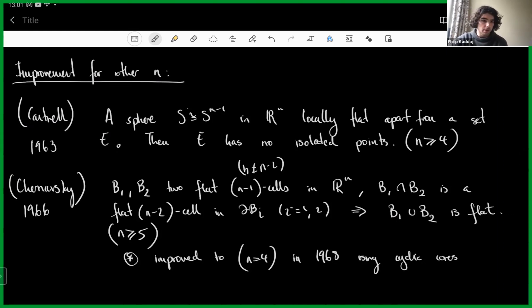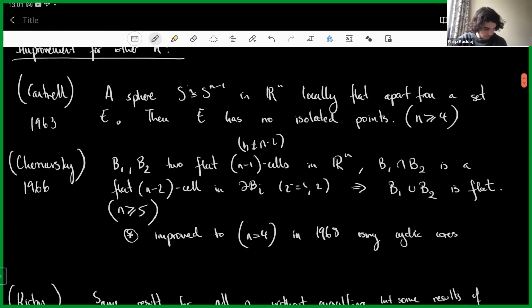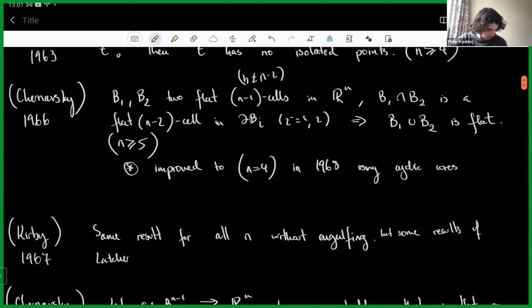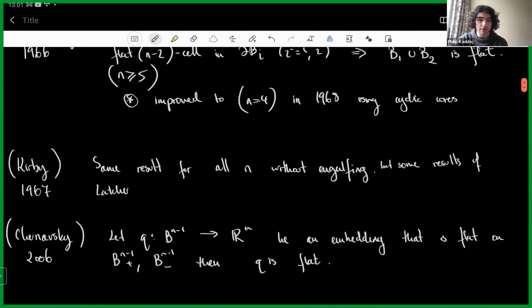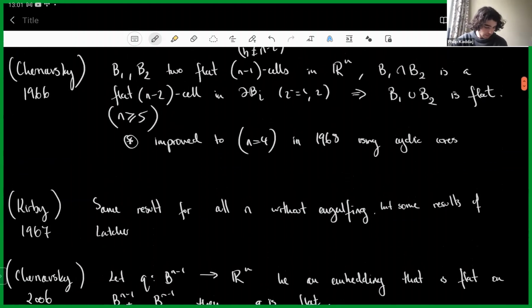But his proof used engulfing, this is Stallings' engulfing lemma, and so it was only valid for n greater than or equal to 5, and it was later improved to n equal to 4 using cyclic covers. Around the same time, Kirby announced the same result, so the union of two flat cells is flat, without using engulfing, but using some results of Lacher.